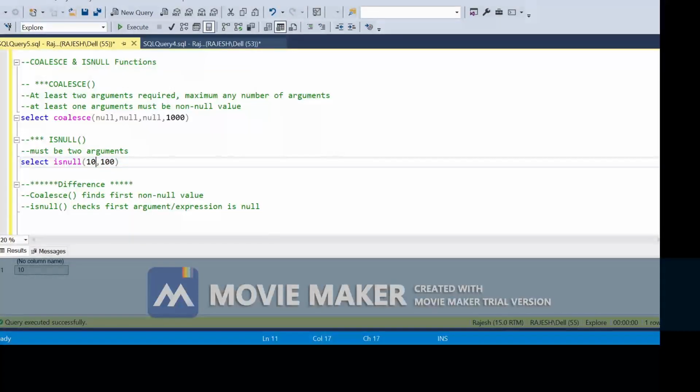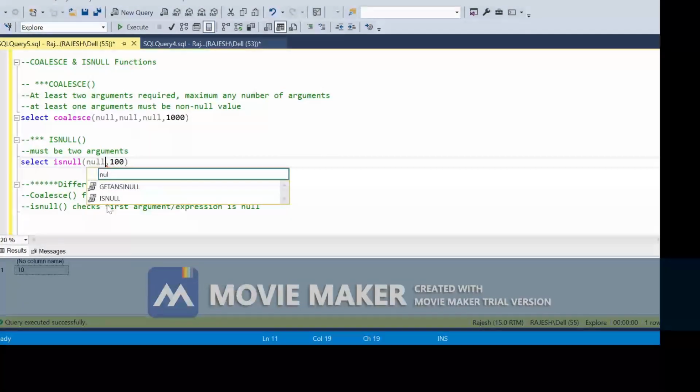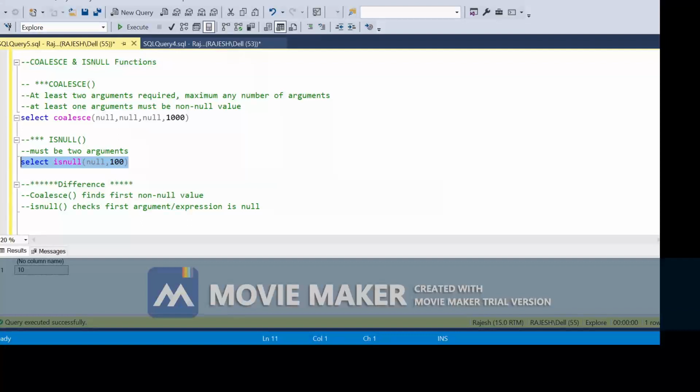If it is non-null, then it will return the first value. So here I put the null value as the first argument, so the null value will be replaced with 100. So these are the facts related to the isnull function.